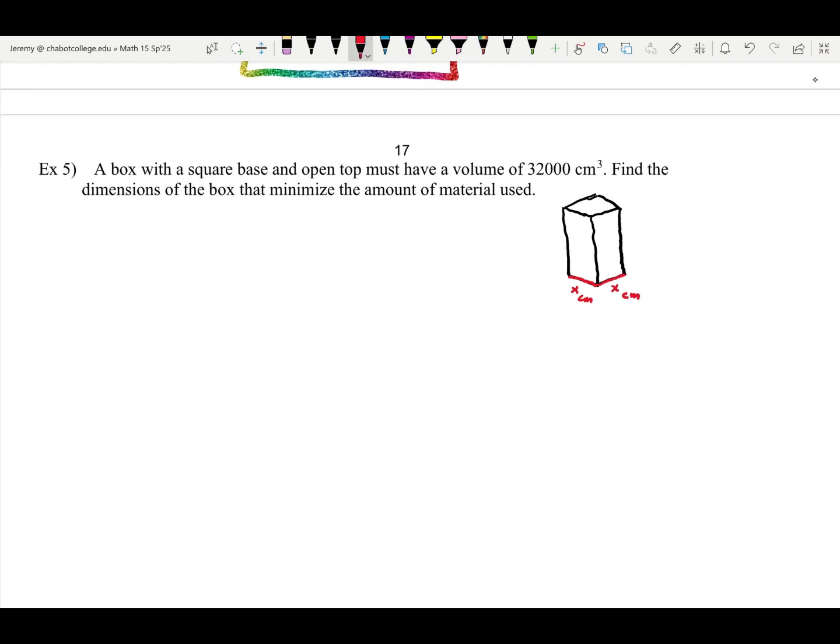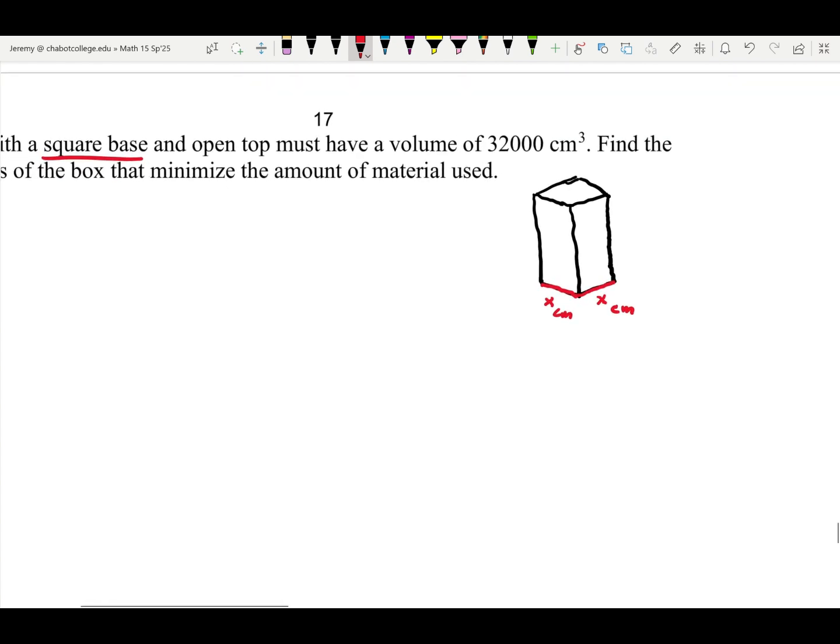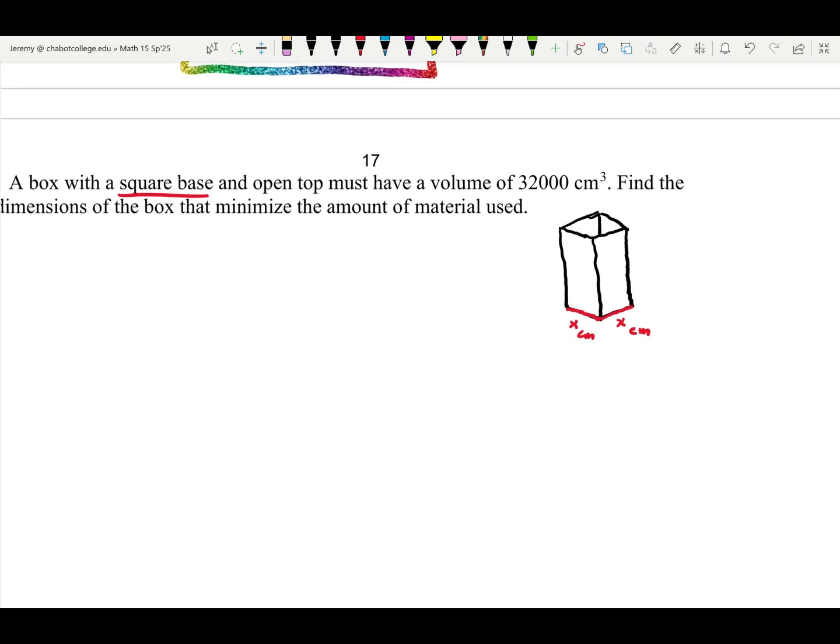Okay, so that's the square base part. Open top means that there is no lid on this box. So, to make this drawing accurate, I should make that back corner visible because there isn't a top on this box. So we're not having to account for the top. We're just thinking about those four sides and the bottom panel. That's the only part of the box that we actually need to have covered with material. And there's one more unknown dimension here, the height, which I'll label with a y, and that will also be measured in centimeters.